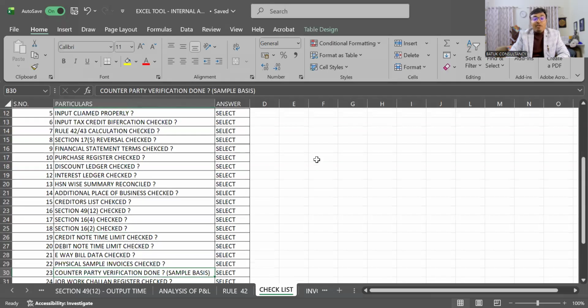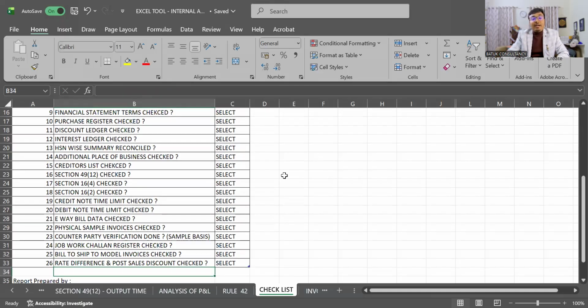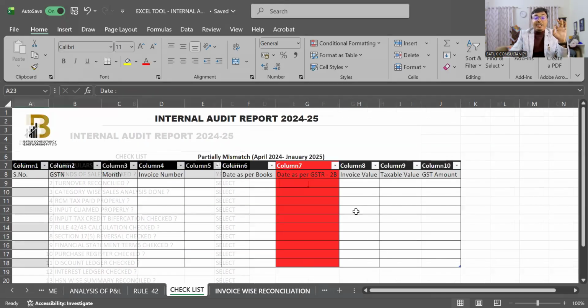At the end, we are also taking a second confirmation on whether you have done these things or not, and you need to select yes or no accordingly, so that it gives you a confirmation that yes, these things we have done and we are sure about that. Then we have an invoice wise reconciliation.